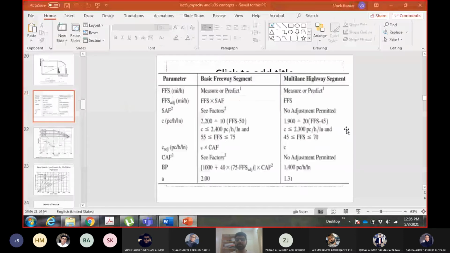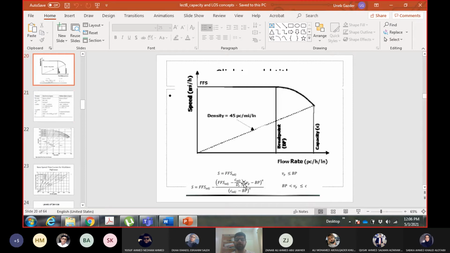Now if you come to this equation, they have given the conditions here for using the equation. The value which you get from the equation must be less than or equal to 2300. The free flow speed must be between 45 and 70. Okay, so we will take the value from the equation, 2232. Now I come back to this equation for speed. So I need the speed which I calculated. Density at capacity, DC, is 45, fixed.